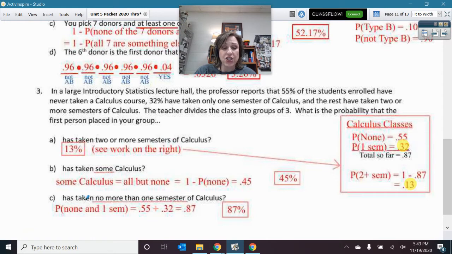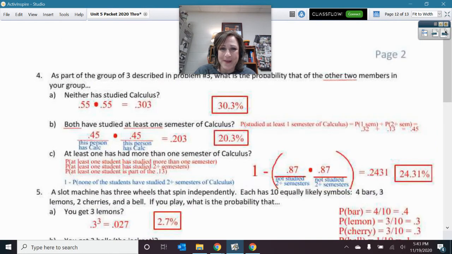All right, has taken no more than 1 semester. So on these no more thans, I don't know what it is about them, but they really make me have to stop and think. So not more than 1 semester. Okay, so that means no 2+. Not more than 1. So 1's okay and none is okay. And so then the 0.52 is okay and the 0.32 is okay. And that's how we get that. So really got to think about those no more thans. Those would mess with my mind.